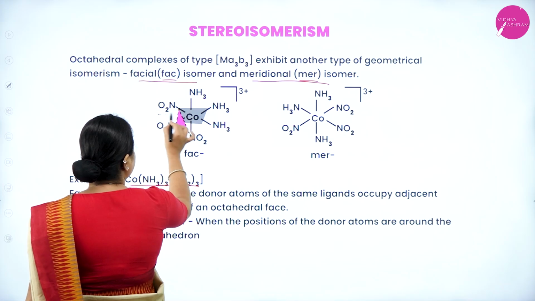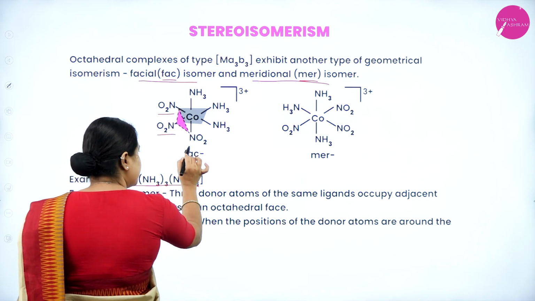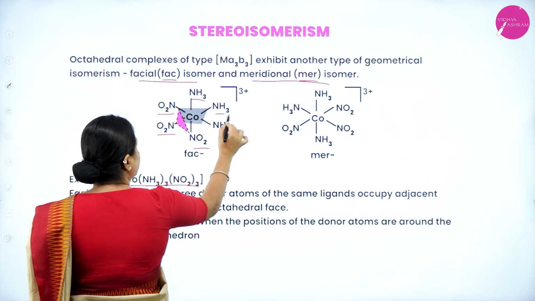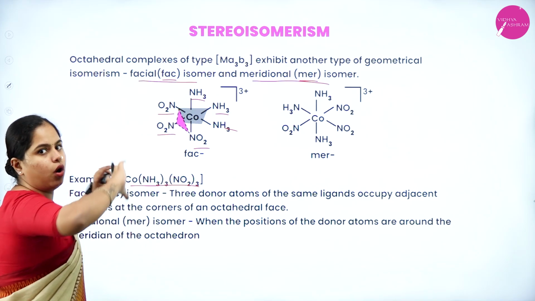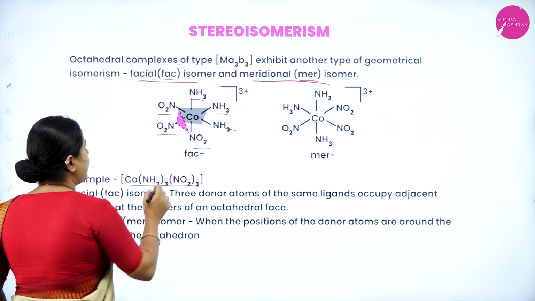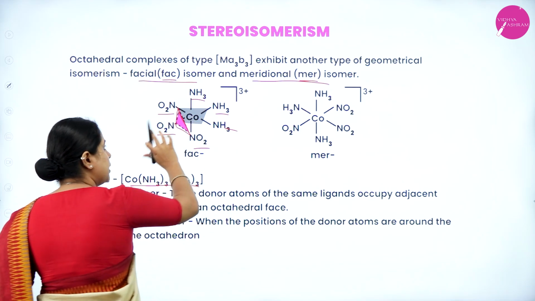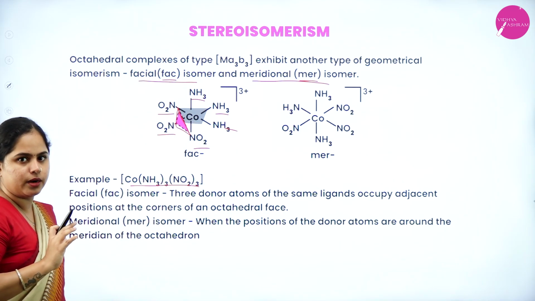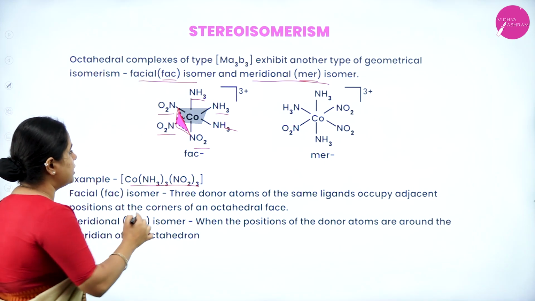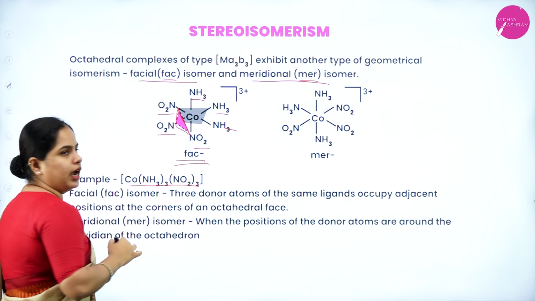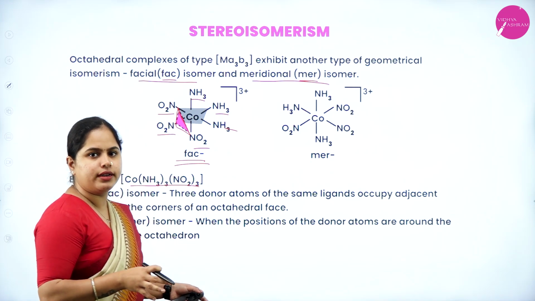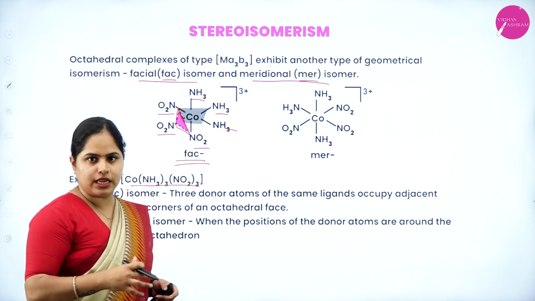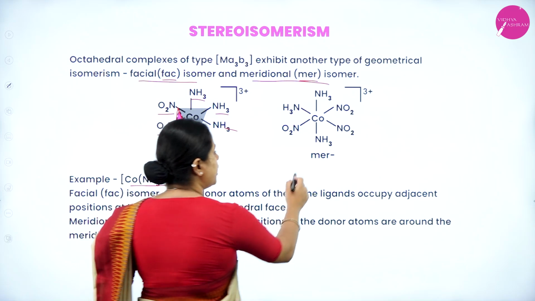So as you can see here, one NO2 is here, another NO2 is here, another NO2 is here, and all the amines are also on the adjacent side. All the NO2 adjacent to each other, all the amines adjacent to each other, and you can see it will be present in the same face of the octahedral. All will be in the same face. That is why this is called facial isomer. Right. Now, if it is not adjacent, all of them will not come in the same face, right?